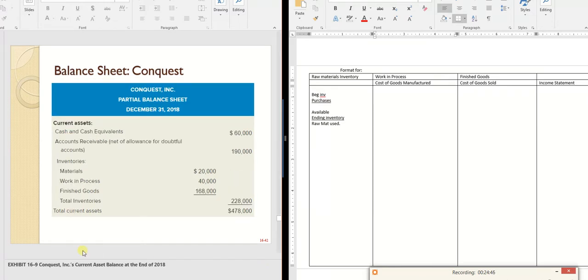There's the balance sheet. Notice under inventories, I have these 3 inventories. The ending inventory line on each one of these will be this. So this line would be 20,000. The ending inventory for work in process will be 40. The ending inventory for finished goods.